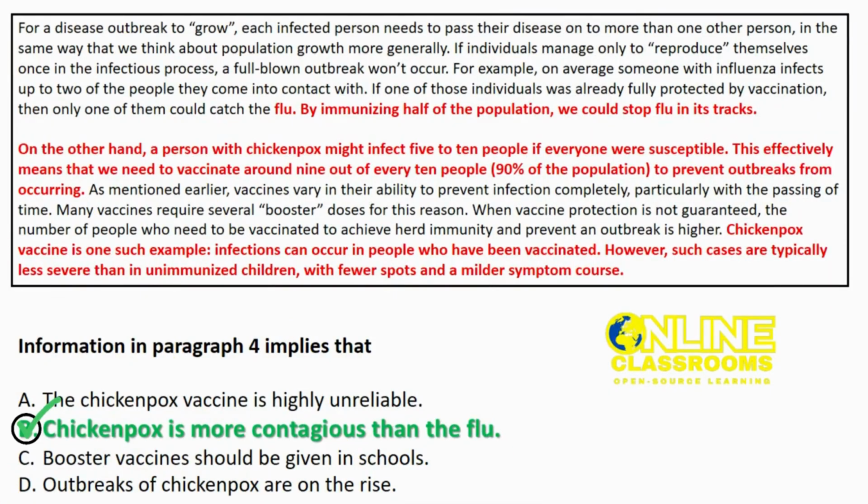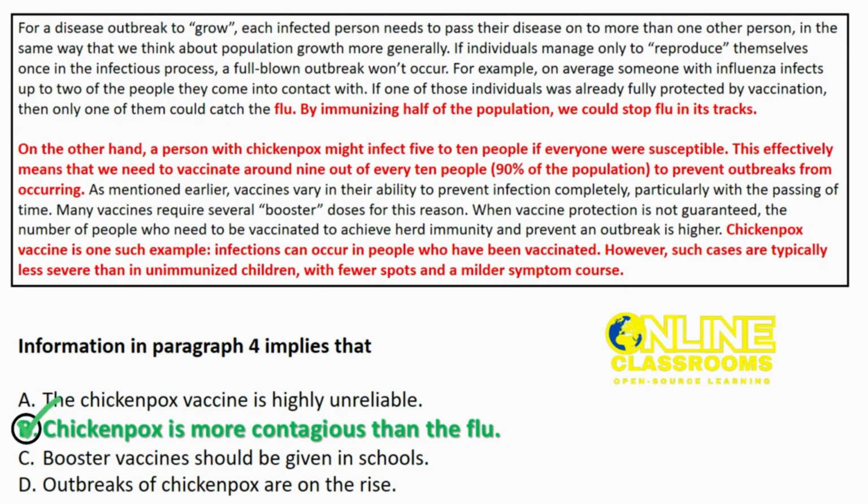The correct option is B. Chickenpox is more contagious than the flu. The paragraph explains that a person with chickenpox might infect 5 to 10 people if everyone were susceptible, whereas someone with the flu infects up to 2 people. The sentence in the paragraph that supports this is, "On the other hand, a person with chickenpox might infect 5 to 10 people if everyone were susceptible."